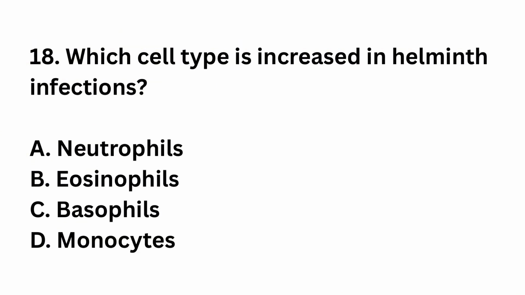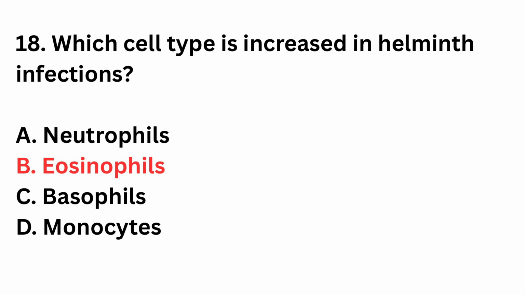Question number 18. Which cell type is increased in helminth infections? Neutrophils, eosinophils, basophils, monocytes. The right answer is option B, eosinophils. Eosinophils attack parasites using toxic granules. They are stimulated by IgE responses.